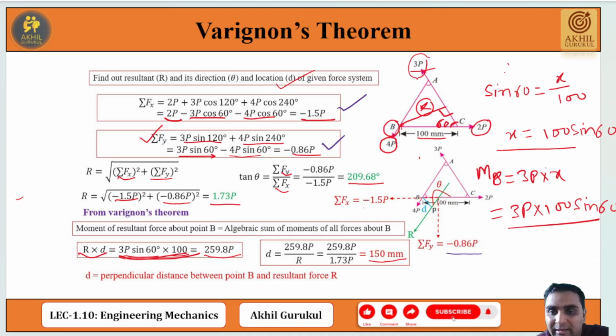Otherwise, we can resolve 3p into both components and take the moment of each component. It is equal to the moment of the 3p.